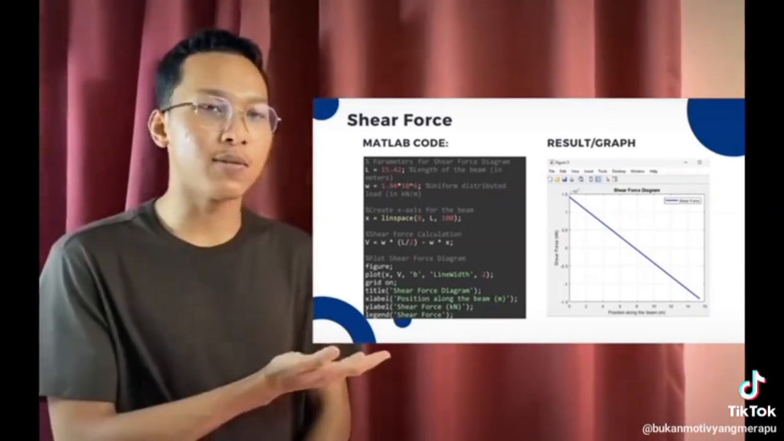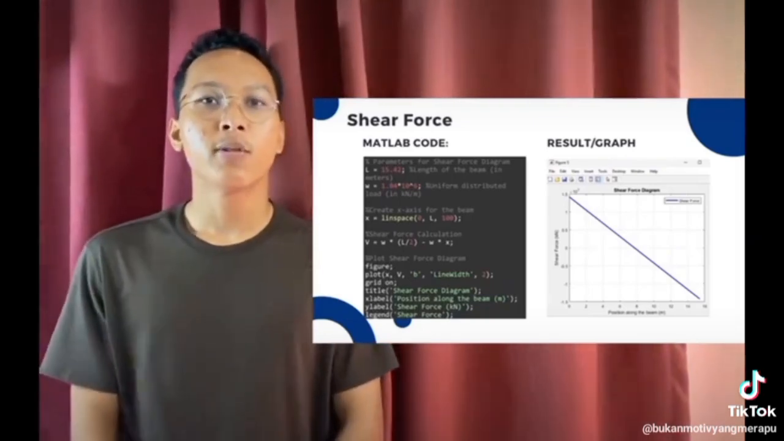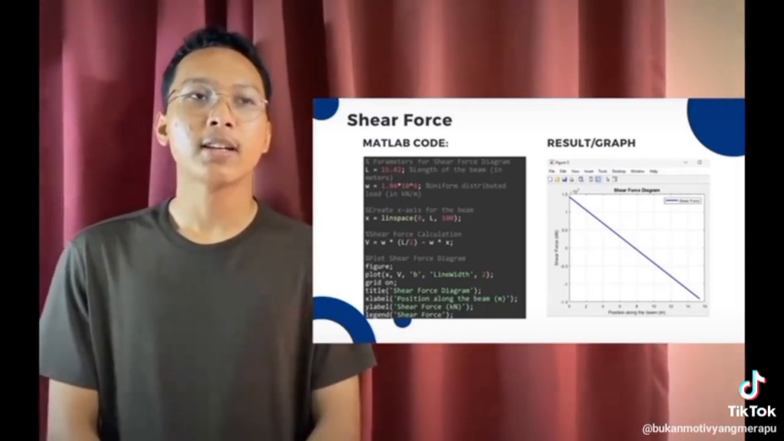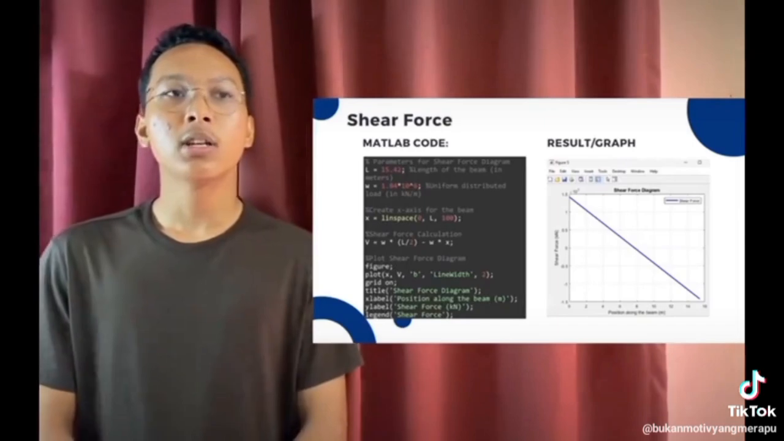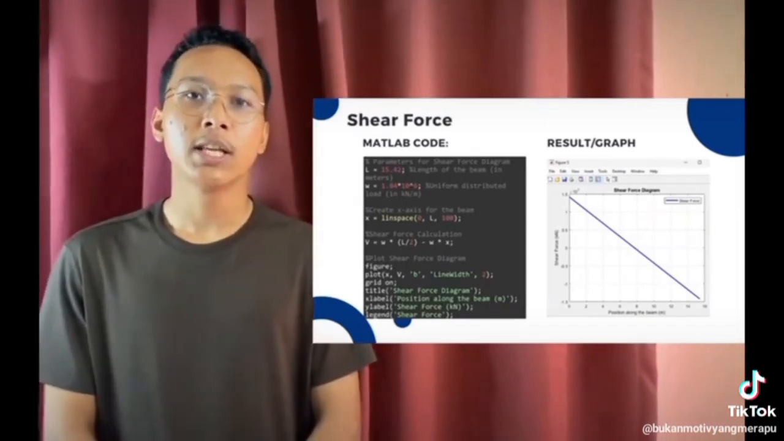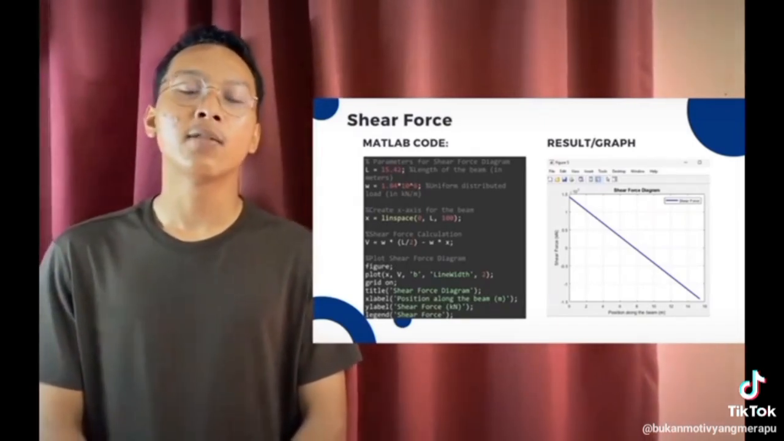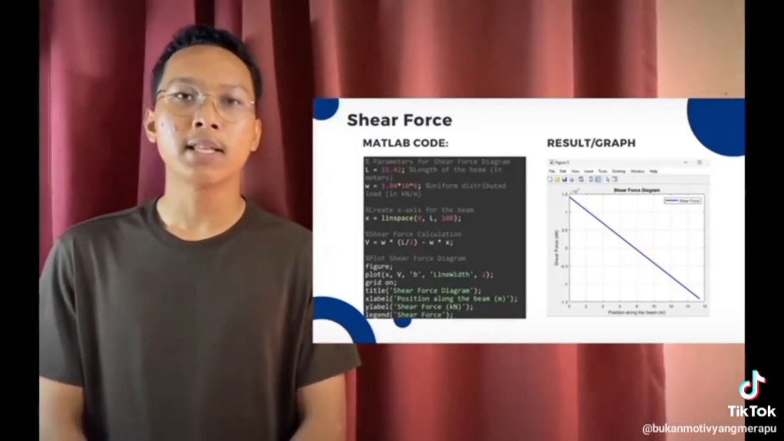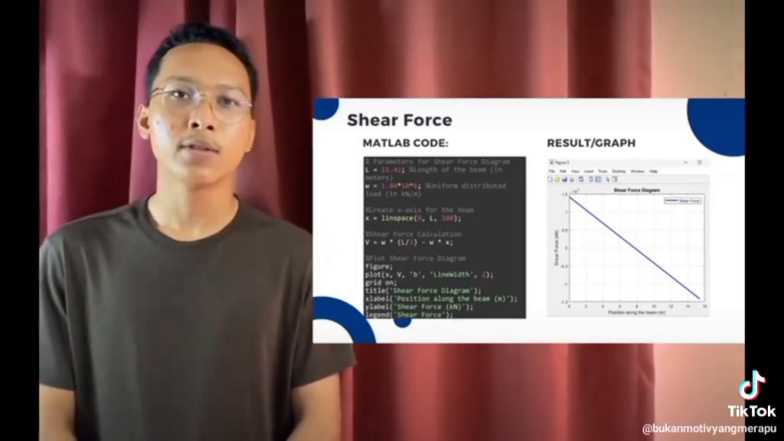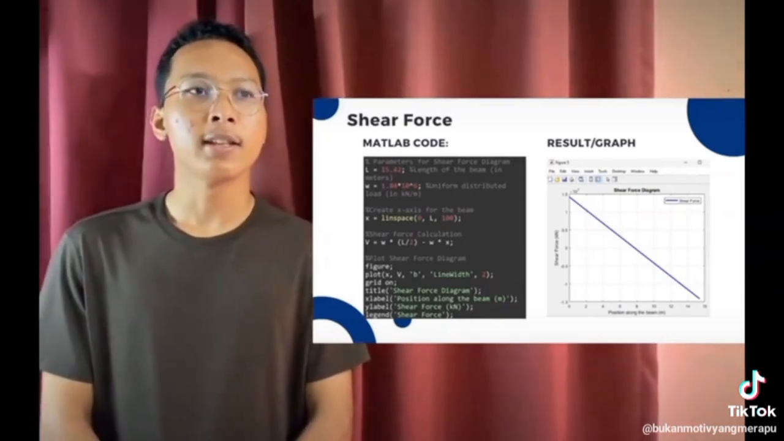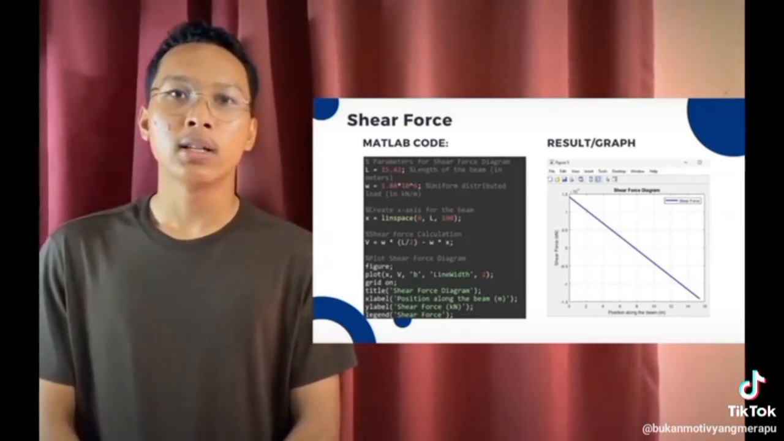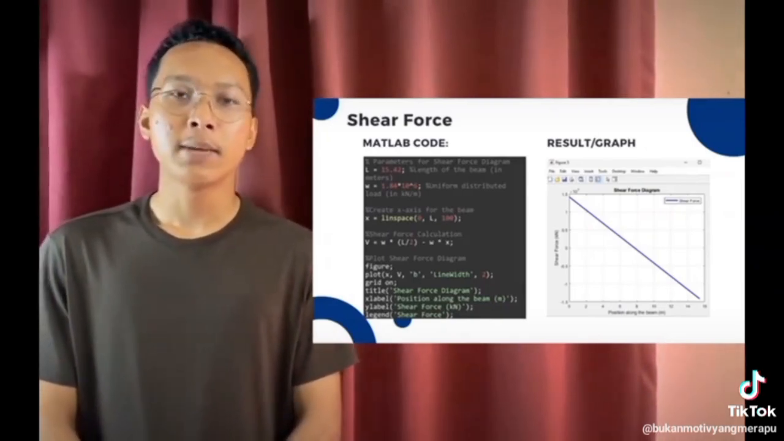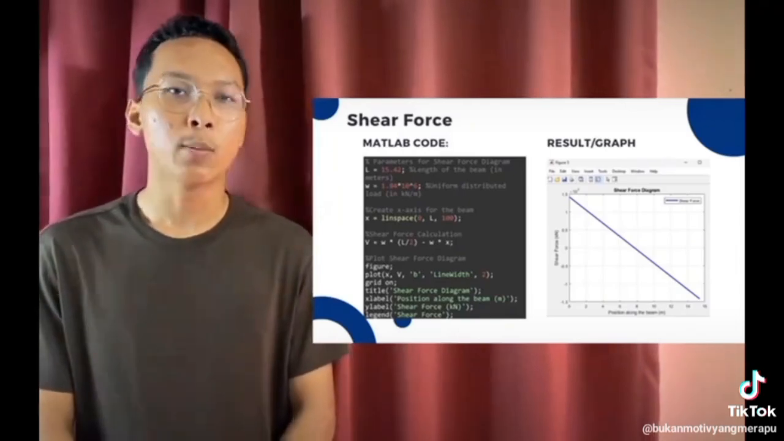So this is the shear force diagram. From this diagram, we can see that the shear force distribution decreases linearly along the length of the beam, and it starts at a positive maximum value at one side and transitions to a negative maximum value on the opposite end.